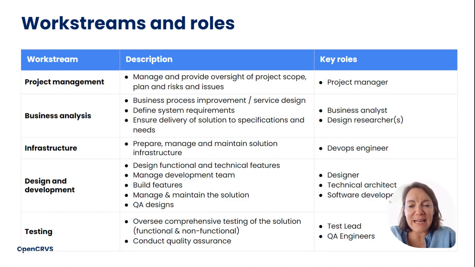Then you've got business analysis. Starting off by analysing the processes, this workstream is also going to be responsible for business process improvement and service design, thinking through what service delivery models are going to be required that OpenCRVS is going to enable. They're also going to be responsible for understanding the current context and defining system requirements that may be missing within the system to respond to these needs. And finally, they're going to ensure the delivery of the solution to specifications and needs that have been identified.